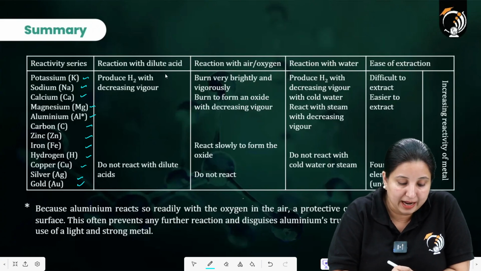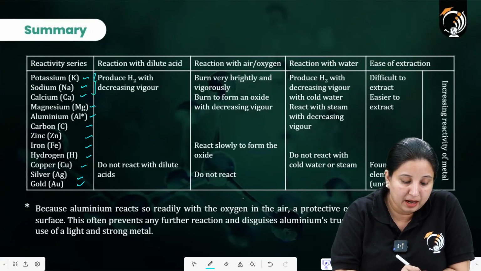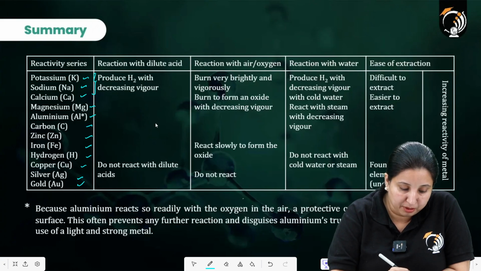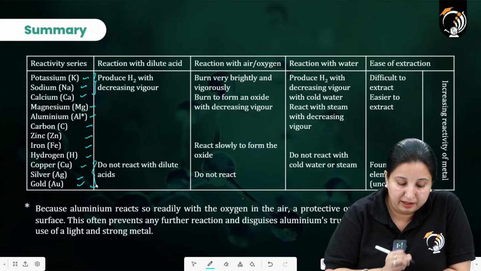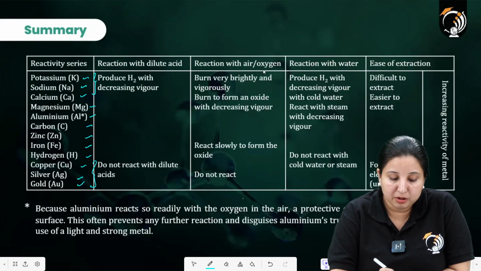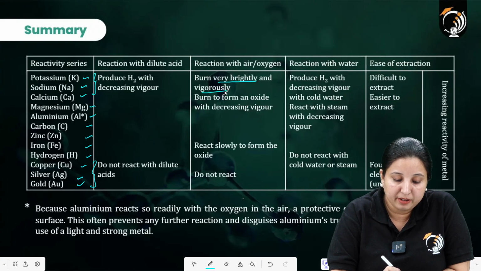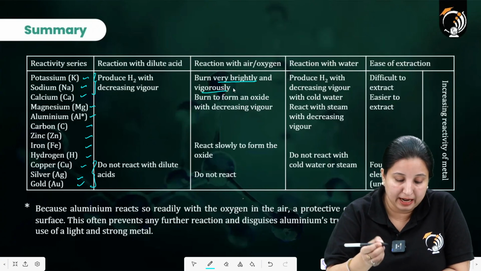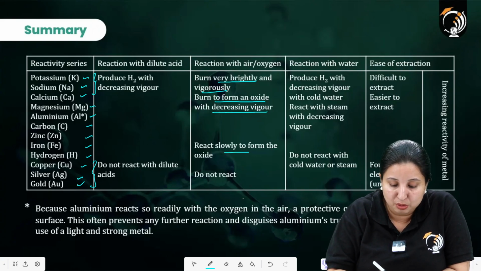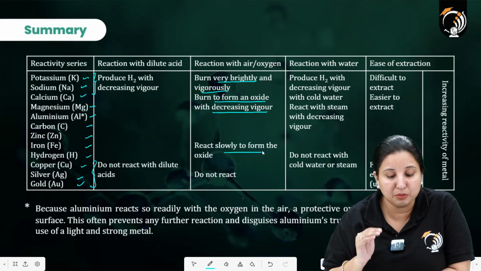If I talk about the reaction with dilute acid, the highly reactive metals are going to produce hydrogen, and as you come down, they are not going to react with the dilute acid. If I talk about the reaction with air or oxygen, the highly reactive ones burn very brightly and vigorously. As you move down, they burn to form an oxide with decreasing vigor. Moving further down, they react slowly, and at the end of the reactivity series, they do not react.